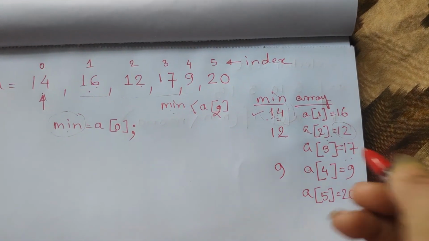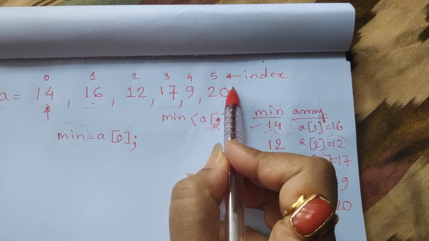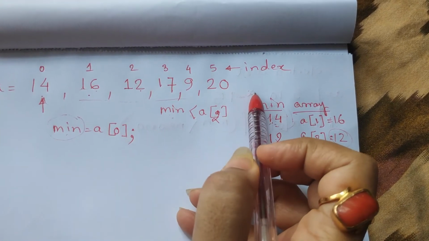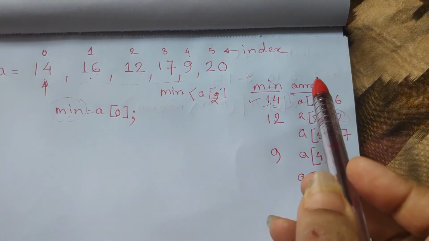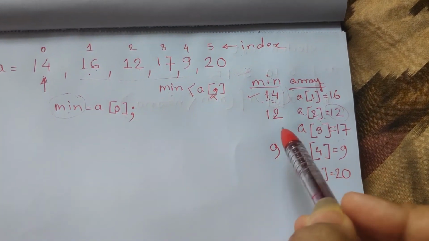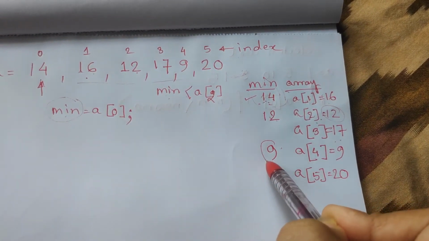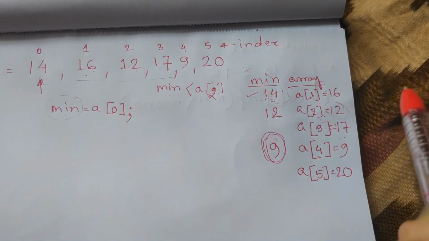We will proceed. Now as we proceed, we see that we have come to the end of the array because there are no more elements. So now that the array is over, we know that the variable minimum is storing the minimum element of the array. So 9 is the minimum.